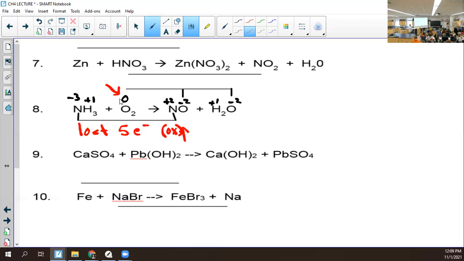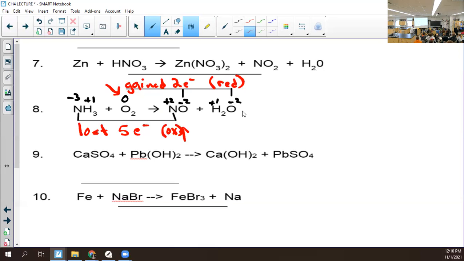Okay, then we come up here. O went from 0 to -2. All right, so it must have become more negative, which means it gained 2 electrons and it was reduced. You okay with that?